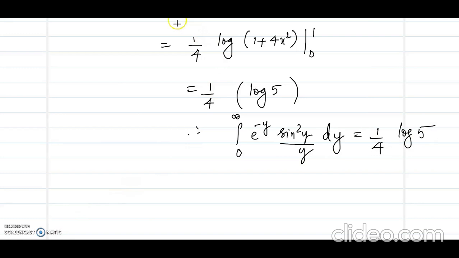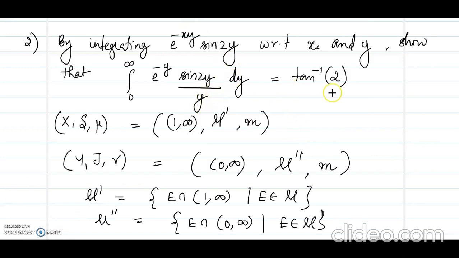So now let us look at the next question. The double integral of e power minus xy sin 2y with respect to x and y. We need to show that the integral from 0 to infinity of e power minus y sin 2y by y dy will be equal to tan inverse 2. So again we are going to use Fubini's theorem.